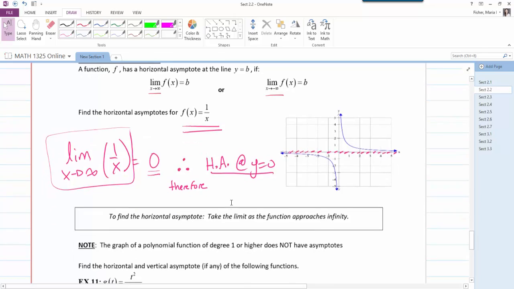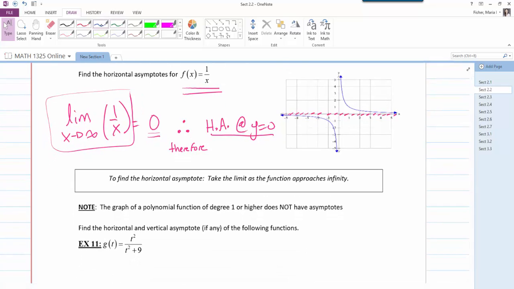So please note that polynomial functions of degree 1 or higher, so any polynomial, do not have asymptotes. So when you're asked to find asymptotes, vertical and horizontal, if you have a polynomial, it won't have any vertical or horizontal asymptotes. So for the next three examples, all we're looking for is finding horizontal and vertical asymptotes, if any, of the following functions. So let's start with number 11.